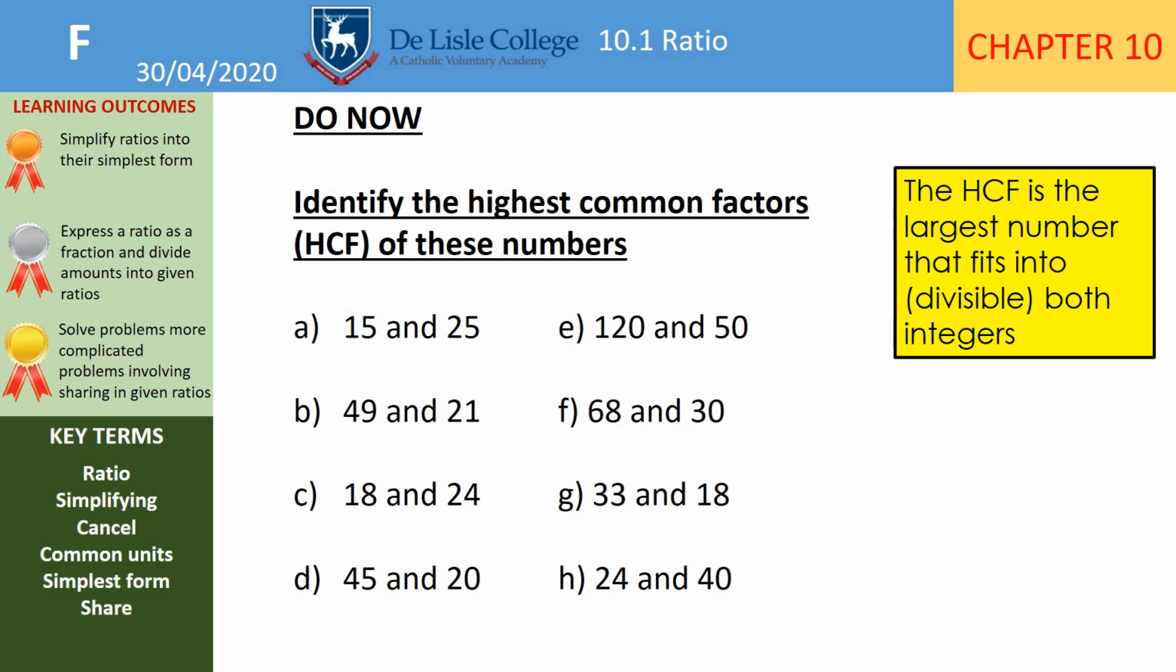Your do now task is to identify the highest common factor of these numbers. Write them down in your book and then work them out. Remember, the highest common factor is the largest number that fits into both integers without leaving a remainder. Pause the video while you work through them.